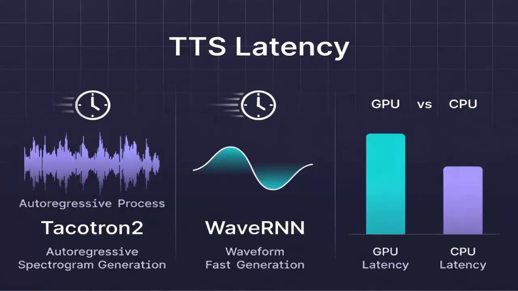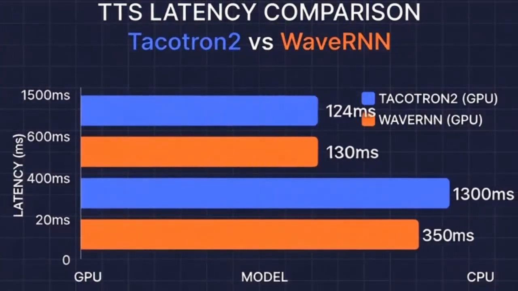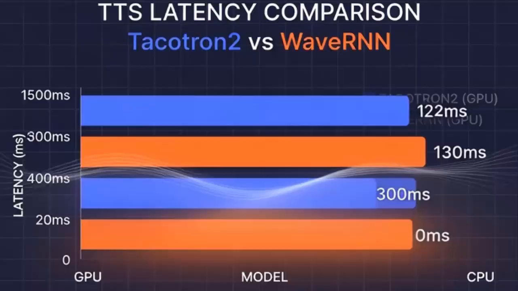Finally, from a deployment and performance perspective, this pipeline is not ideal for low latency or real-time applications. Tacotron2 is autoregressive, meaning it generates spectrogram frames step by step, which increases inference time, and WaveRNN further adds computational overhead during waveform generation. While running on a GPU helps, the overall latency is still high compared to newer non-autoregressive or end-to-end models.